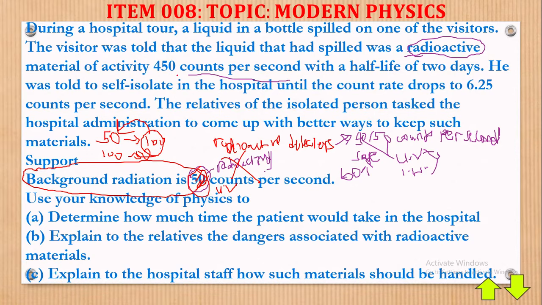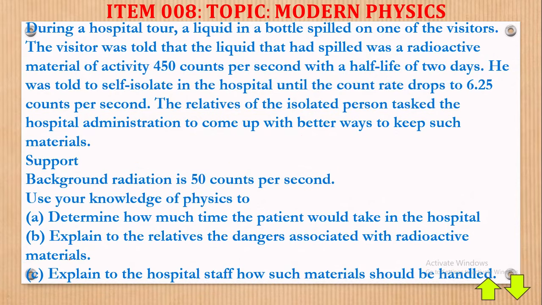And now in this question we have the total was 450 count rates per second with a half-life of 2 days. This is what we have. Now also I would like to explain what half-life means here. If I have the counts of, say for example, 60 counts per second, I'll write it like that. C is counts per second.